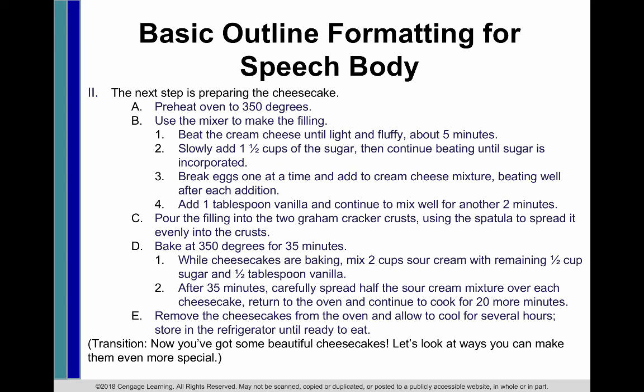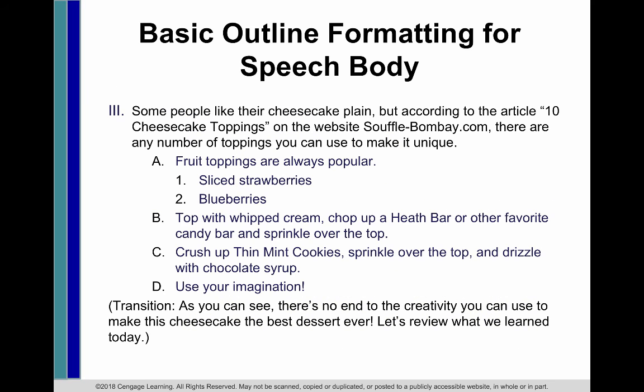Here's my third main point, labeled as Roman numeral 3. Some people like their cheesecake plain, but according to the article 10 Cheesecake Toppings on the website soufflebombay.com, there are any number of toppings you can use to make it unique. As you can see, when I cite a source, I need to write it into the text of the body of my speech so I don't forget it, just the way I would say it in the speech.